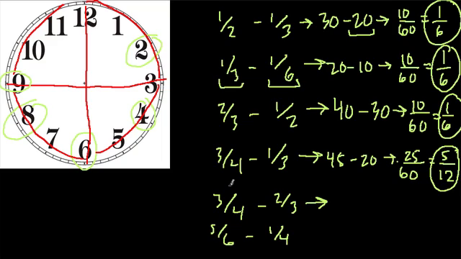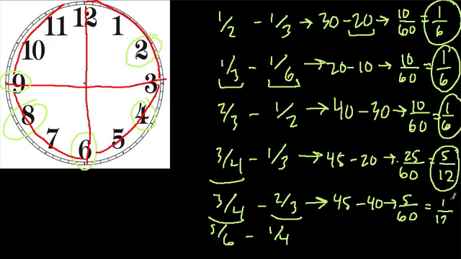Okay, now we have 3/4 again. But this time we're taking 2/3 away. So now we just know it's 45 minus 2/3, which is 40. That gives us 5 out of 60. Simplify that by dividing by 5, we get 1 out of 12. So 5 minutes is 1/12. And that makes sense. You can check that. If 5 minutes is 1/12, then 5/12 should be 25 out of 60.